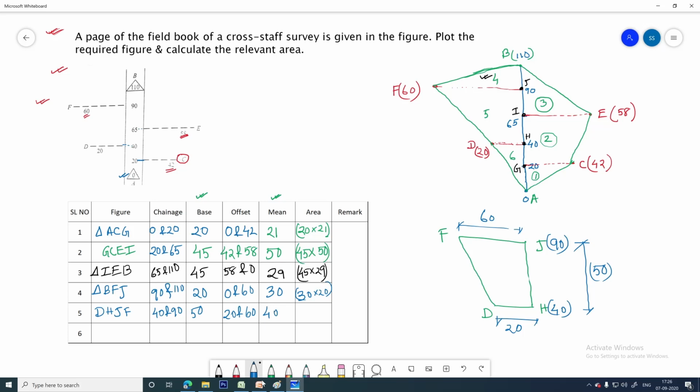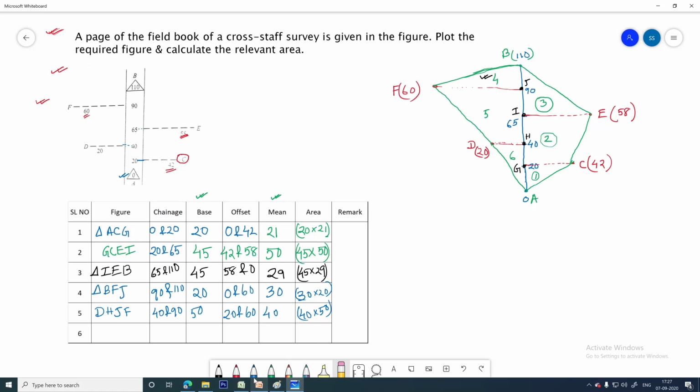So we can write the area, you can write over here offset 60 and 20 also, if you see from this side. Now the area will be mean into the base, that is 40 into 50, that will be 2000. So the remaining portion, the last triangle that we are going to consider, is this one.